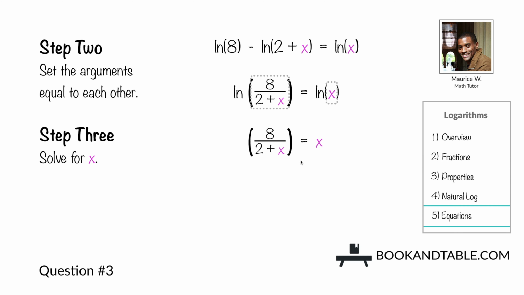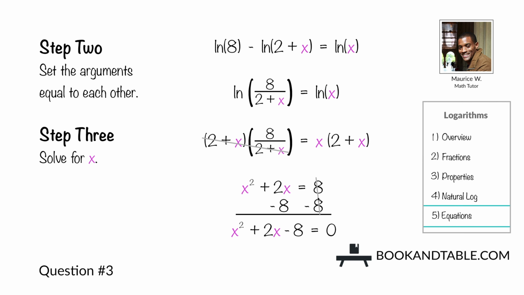And now we want to multiply both sides by 2 plus x to cancel out this denominator, leaving us with 8 is equal to x times 2 plus x. If we distribute this x to each term inside of the parentheses, that would give us 2x and x squared. So we wind up with x squared plus 2x is equal to 8. We'll now subtract 8 from both sides, giving us x squared plus 2x minus 8 is equal to 0. And we will now factor this polynomial to solve for x.